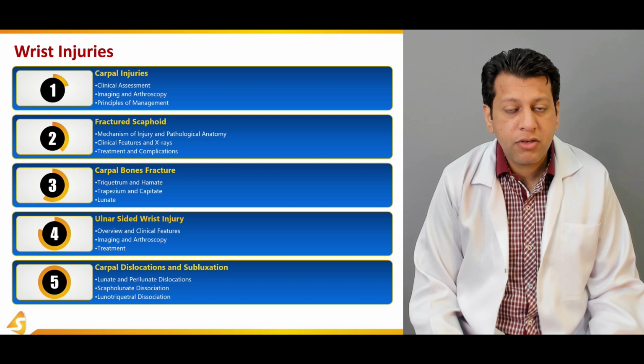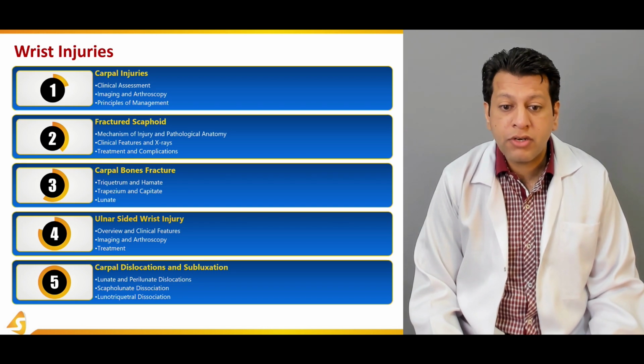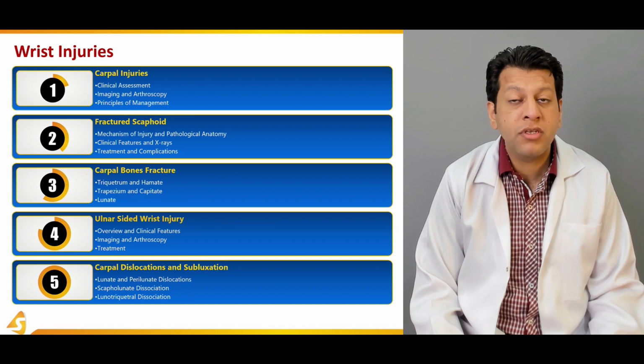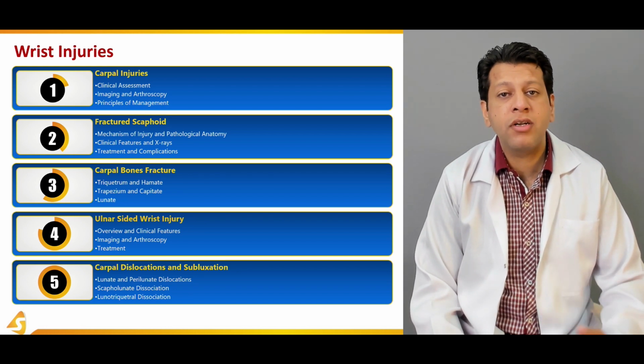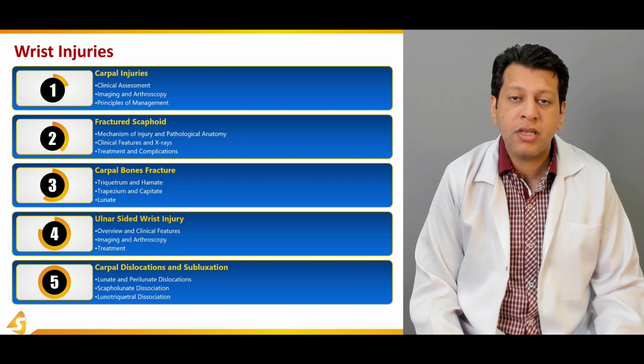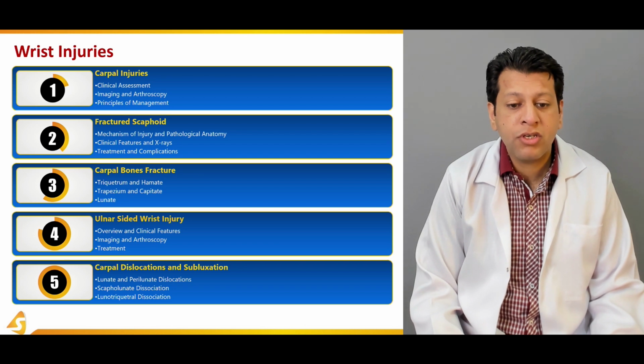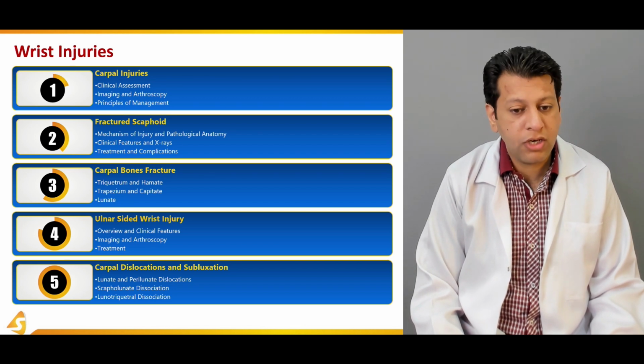In the third section, we will be briefly going through the carpal bones fracture, triquetrum and hamate, the trapezium and the capitate, and we will briefly going through their fractures. Although these fractures are uncommon, but once they present, they're sometimes easily missed. And lastly, we'll be going through the fractures around the lunate.